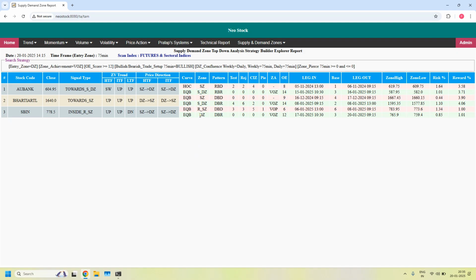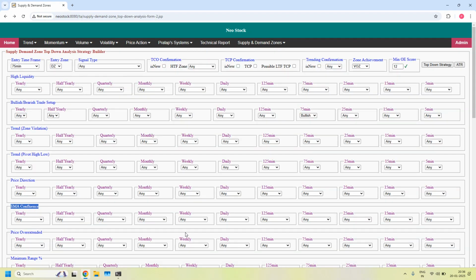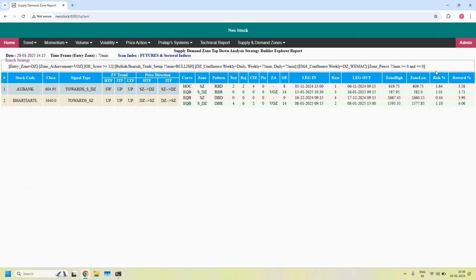In all these 3 stocks, these 75 minutes demand zones are part of the daily demand zone, both together part of the weekly demand zone. And the weekly trend is up in the second and third stock. If they are having weekly EMA confluence, they are even more high probability trade setup supported stocks. So let's add that EMA filter on weekly time frame. Weekly demand zone having weekly EMA confluence filter is enabled. With this filter, we got second stock.